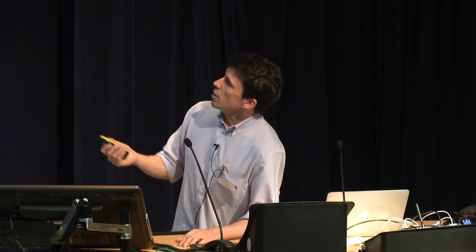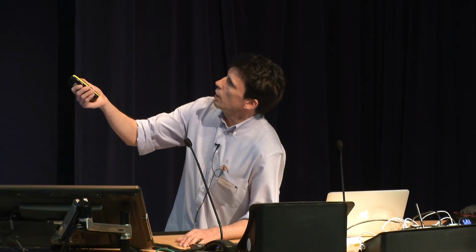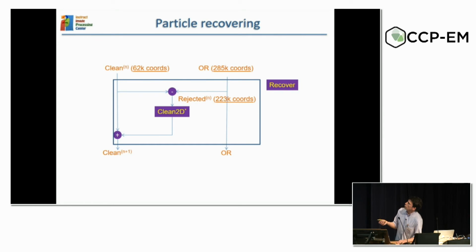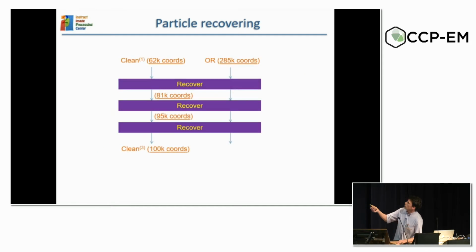And what happened with the rest of particles? So we had at the beginning many. We have gone down to very few. So what happened with the rejected ones? Now you can take the rejected ones and go again through cleaning. And you can repeat this process. And at the end, you are enriching your original classification from 62 to 100,000 particles.